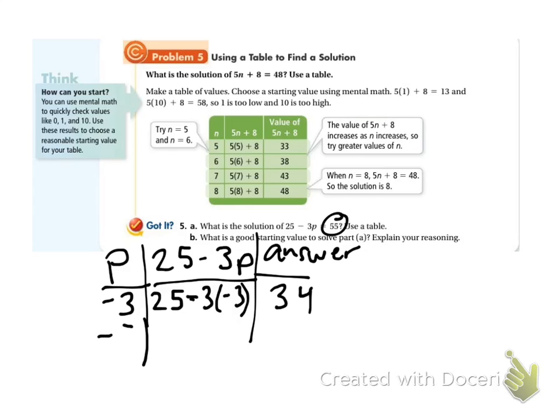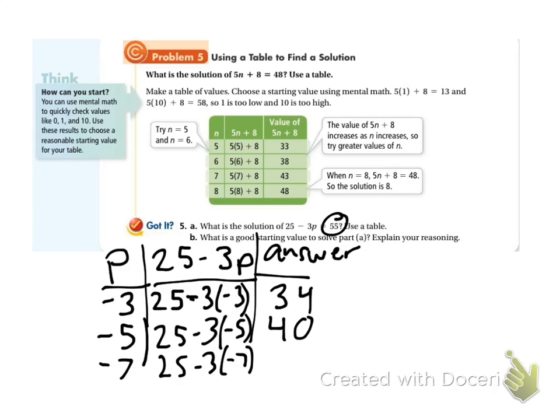So why don't I try negative 5? 25 minus 3 times negative 5 is 25 plus 15, which is 40. Okay, I'm closer, but I need to get bigger. How about negative 7? 25 minus 3 times negative 7 is 25 plus 21. That gives me 46.